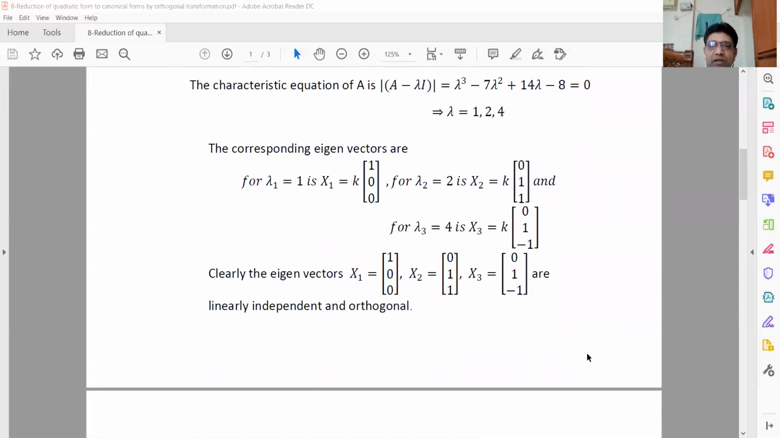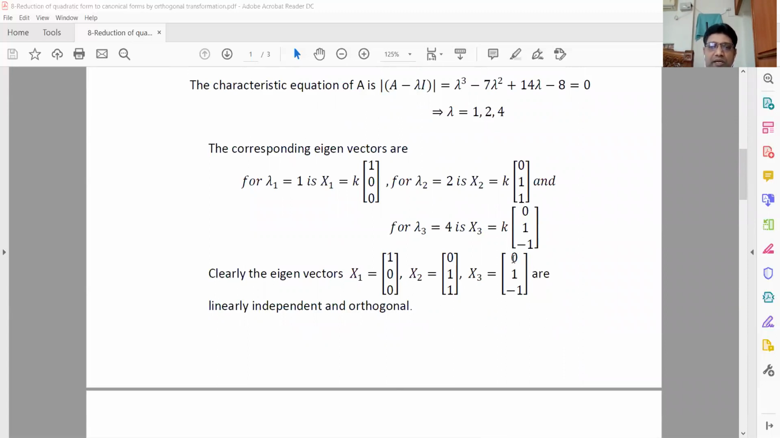Once you have the eigenvectors, the immediate job is to check whether they are pairwise orthogonal or not. No doubt they are linearly independent. That is obvious. Next, you have to check whether they are pairwise orthogonal. For that purpose, multiply x1 transpose x2. 1 into 0, 0; 0 into 1 is 0; 0 into 1 is 0. So it is 0. Similarly for x2 and x3, 0 into 0, 0; 1 into 1 is plus 1; 1 into minus 1 is minus 1. Gets cancelled, 0.